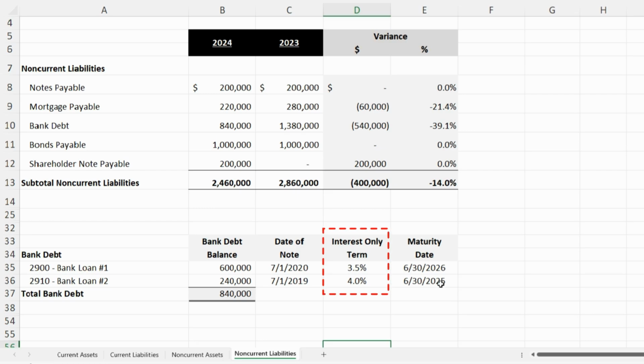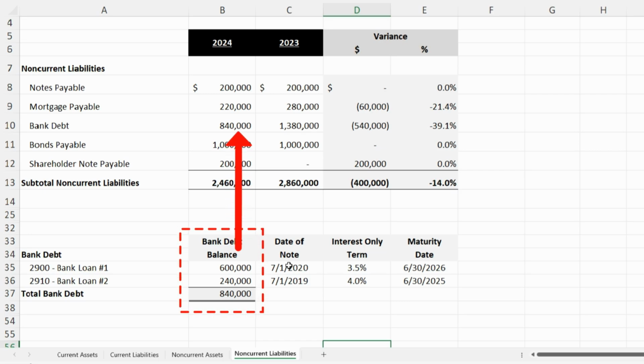These loans aren't due until 2025 and 2026. That's why I have them in non-current liabilities. And this is the balance that is owed as of 12/31/24. That will tie back into our non-current liabilities section for bank debt of $840,000. Again, this is just loans that you're taking from a commercial bank. You're paying back on the terms that you signed up for.